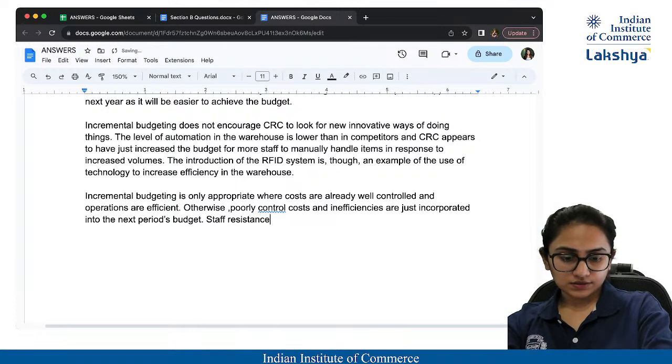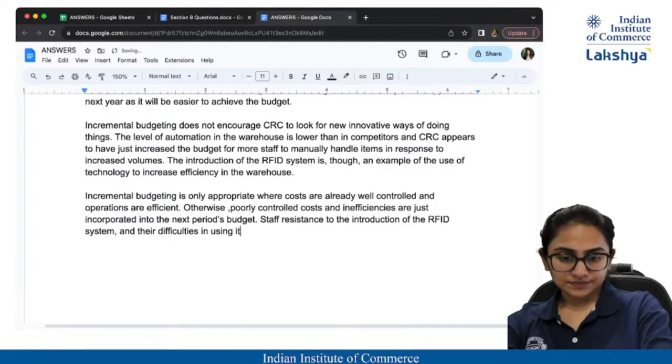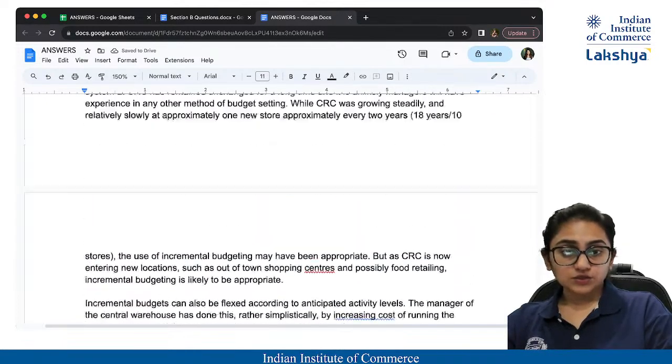Staff resistance to the introduction, poorly controlled costs, staff resistance to the introduction of the RFID system, and there are difficulties in using it, suggest that this might not be the case. So these are the advantages and disadvantages of the current budgeting system.